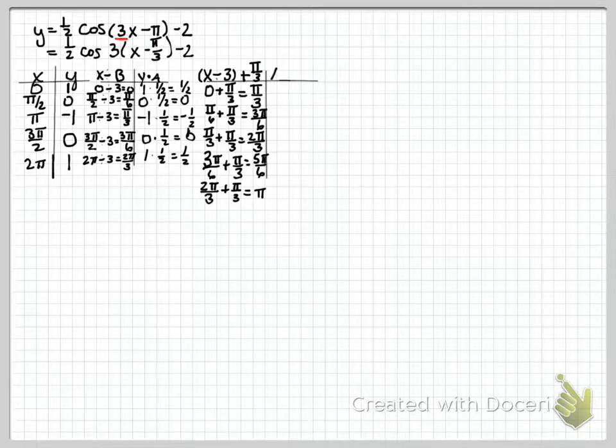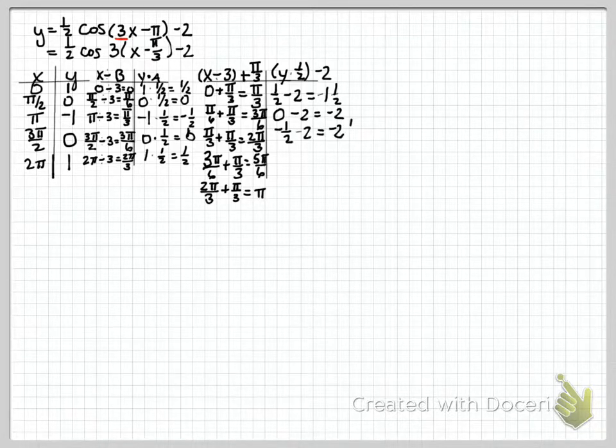Now, I'm going to take that AY, so I'm going to take my Y times that 1/2 minus 2. So it's going to be 1/2 minus 2, and that's negative 1.5. 0 minus 2 is negative 2. Negative 1/2 minus 2 is negative 2.5. 0 minus 2 is negative 2. And then 1/2 minus 2 is negative 1.5. Okay, so now I have all my values. Now let's graph it.